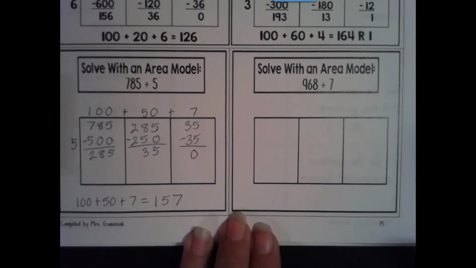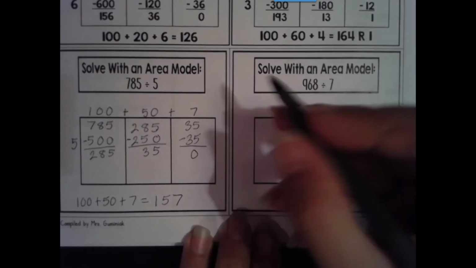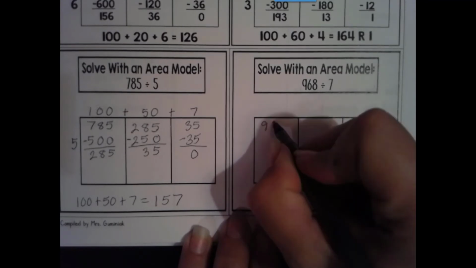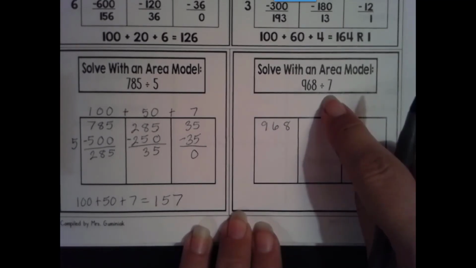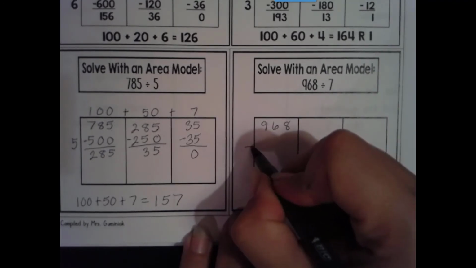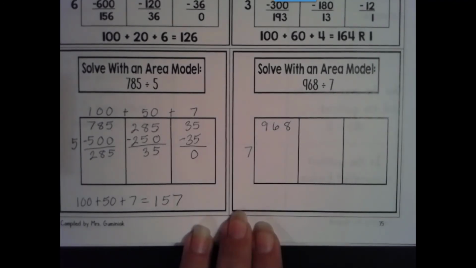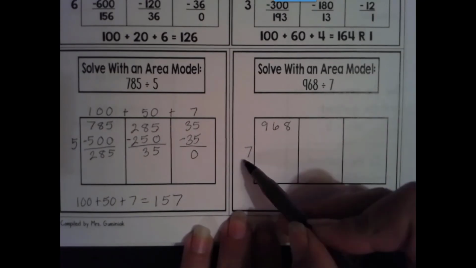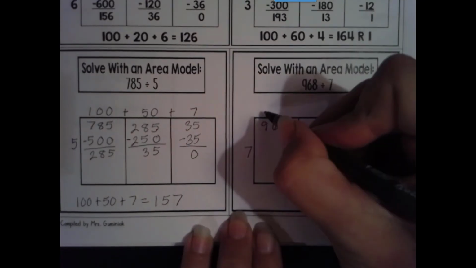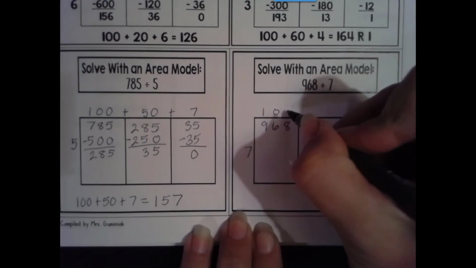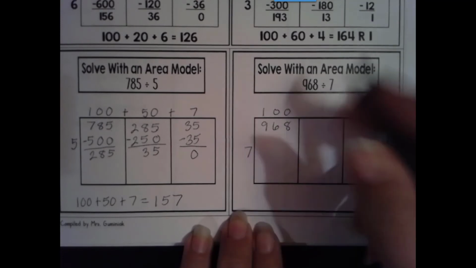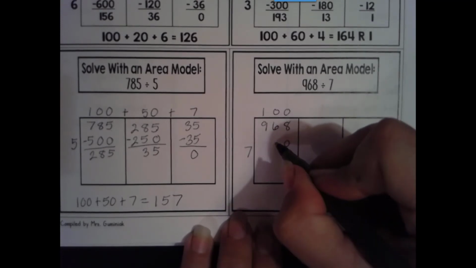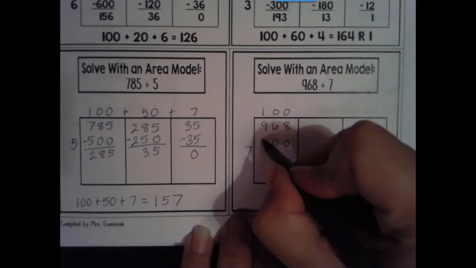Our next one, our dividend, 968, and our divisor is 7. So first I need a large group, and I'm going to try 100 because that gets me a large group. That's pretty easy to multiply. The 2 placeholders move it over 1, 2 places, and 1 times 7 is 7.